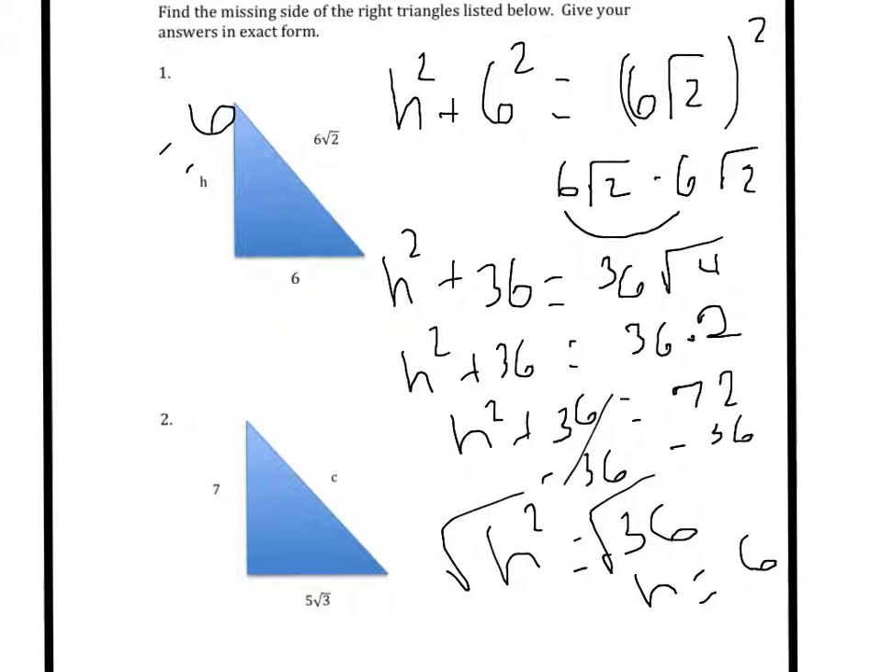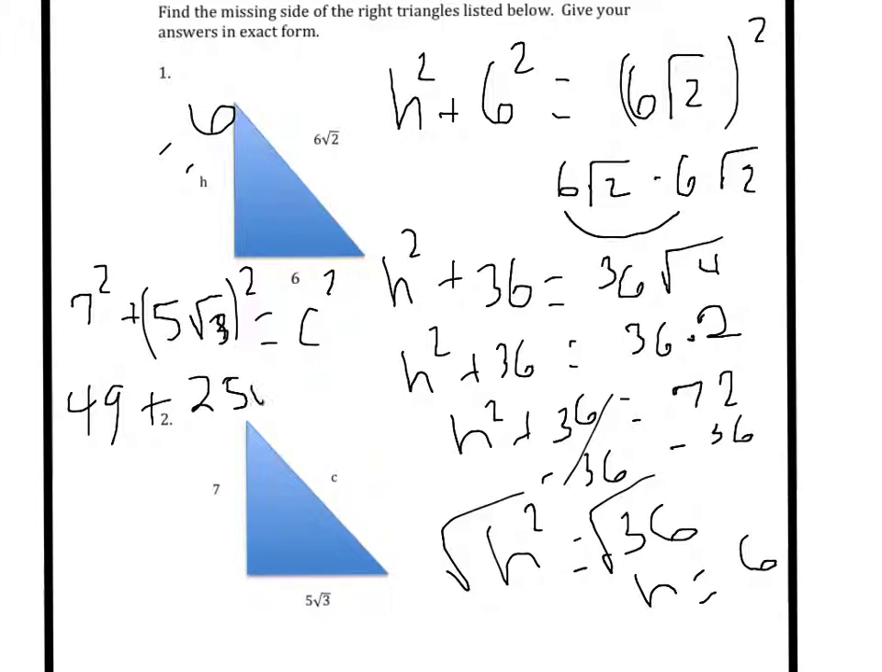And then on the second one, when you're plugging into the Pythagorean theorem, you have 7 squared plus 5 square root of 3 squared equals c squared. And so again, you'd have 49 plus, when you multiply 5 square root of 3 times 5 square root of 3, you get 25 square root of 9 equals c squared. So 49 plus 25 times 3 is 75 equals c squared. And sometimes the radical doesn't simplify. Sometimes it doesn't end up being a perfect square. And it just happens to in both of these cases.